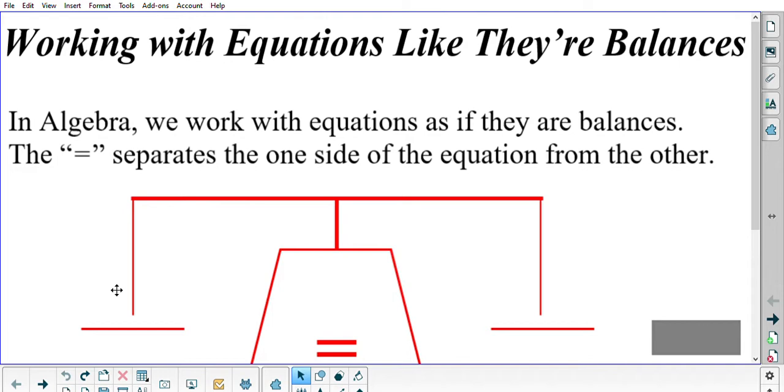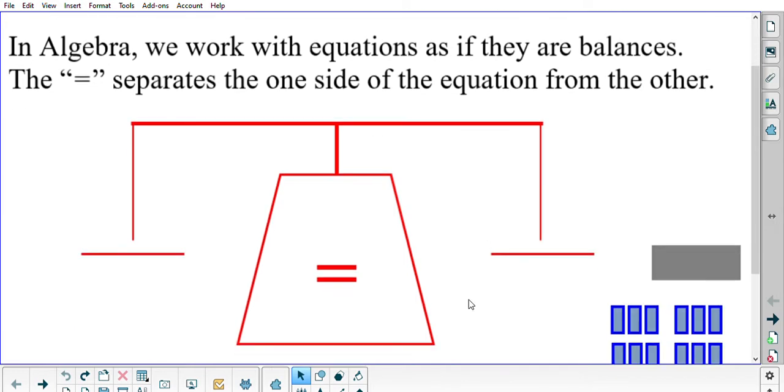You can follow along with me. It says in algebra we work with equations as if they are balances. The equal sign separates one side of the equation from the other. And so this is what I mean by balances. You probably worked with these kinds of things in science class. Some people call them scales.